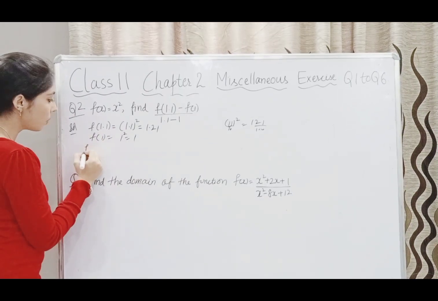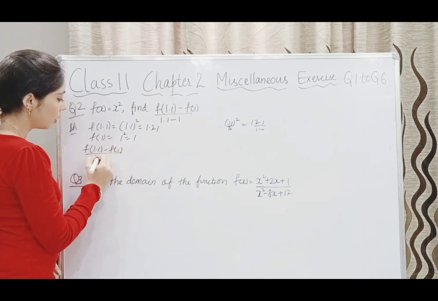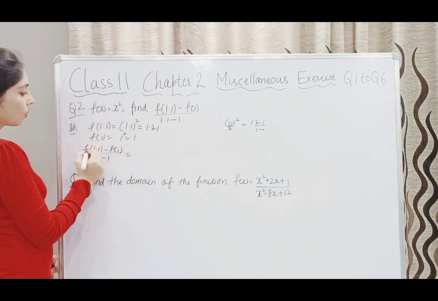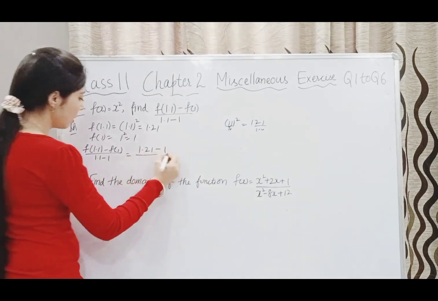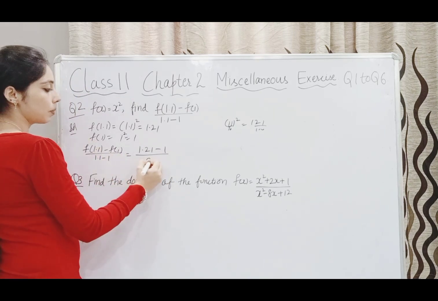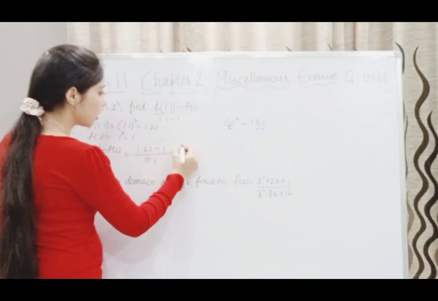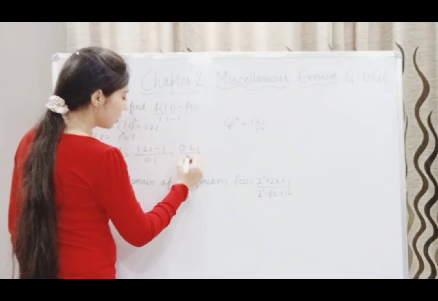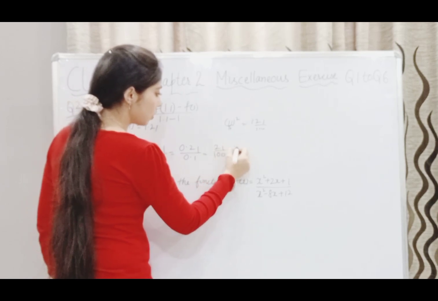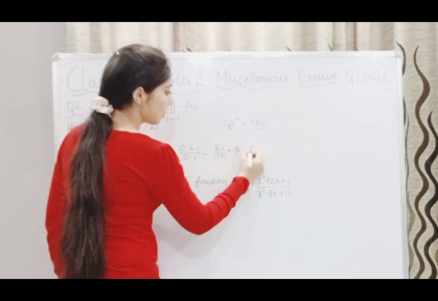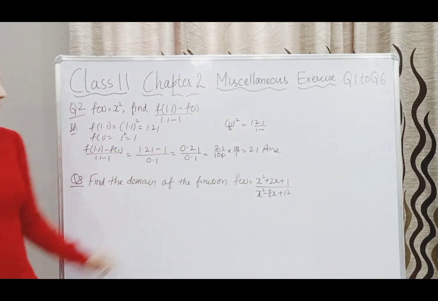Now we have to find the value of (f(1.1) minus f(1)) over (1.1 minus 1). So f(1.1) is 1.21 and f(1) is 1. 1.1 minus 1 will be 0.1. So this will be 0.21 over 0.1. So this will be 21 by 100 into 10 by 1, which is 2.1. So this will be your answer.